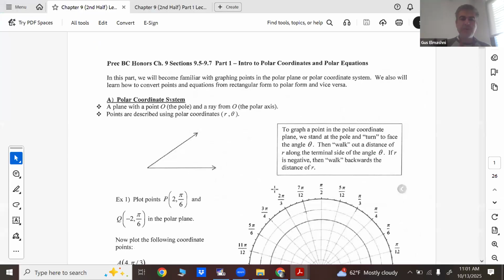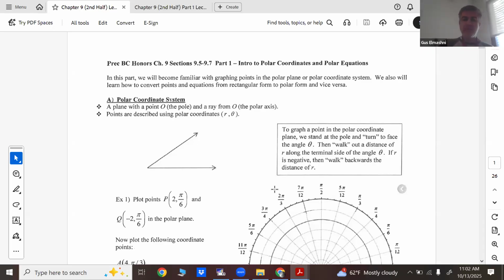Let's go over here. In this part, we'll become familiar with graphing points in the polar plane, or polar coordinate system. We also will learn how to convert points and equations from rectangular form to polar form and vice versa. That is actually the tie-in, how this is very similar to what we've been doing recently with the Pythagorean trig identity, like when we had to convert the equation of a conic section in terms of x and y into theta. Remember we did all that stuff? That's going to be pretty close to this stuff.